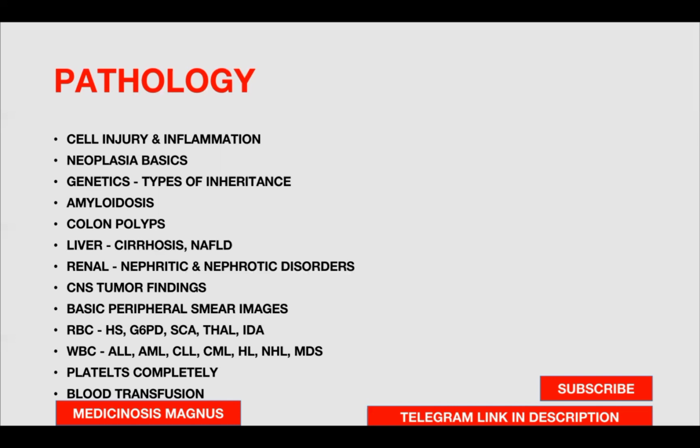hereditary spherocytosis, G6PD disorder, sickle cell anemia, thalassemia, and iron deficiency anemia. WBC, all the leukemias and lymphomas and myelodysplastic syndromes. In hematology everything is important. That's why I've mentioned all the leukemias and lymphomas. Platelets also completely.